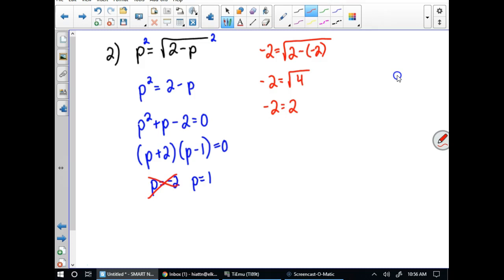It is not correct. If we plug in 1, though, we'll get 1 equals the square root of 2 minus 1, and that's the square root of 1, which does in fact equal 1. So 1 works. 1 is your only answer for that.